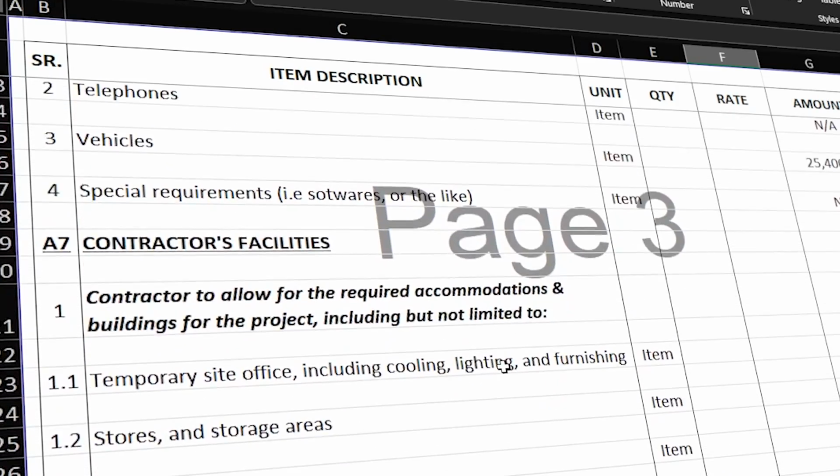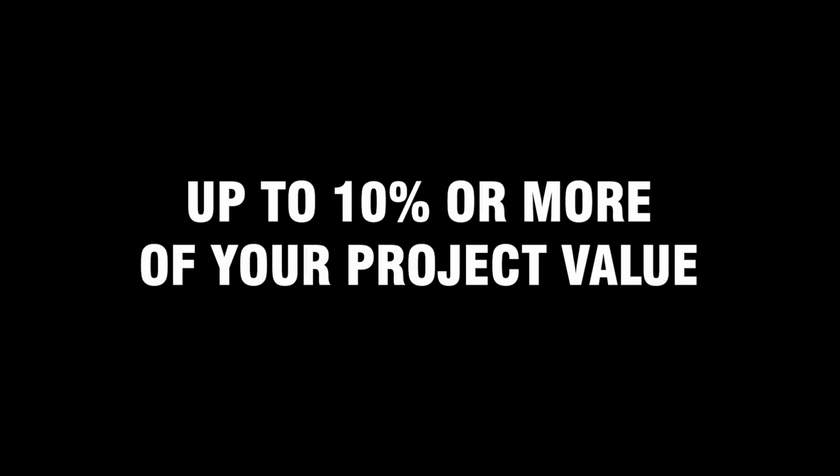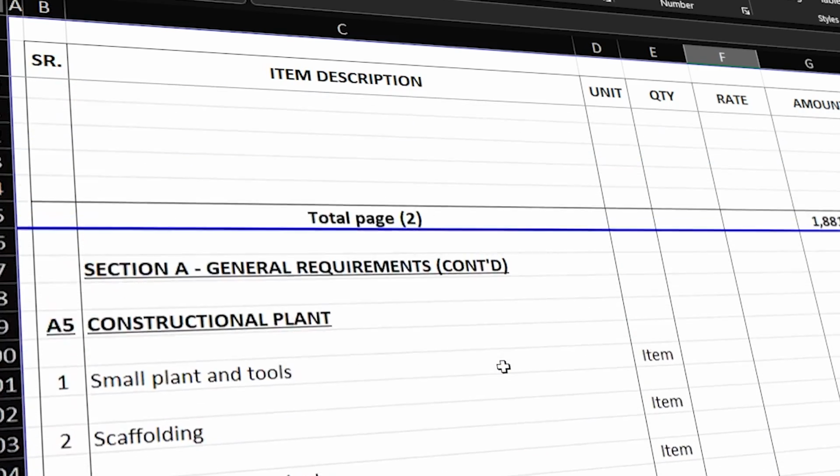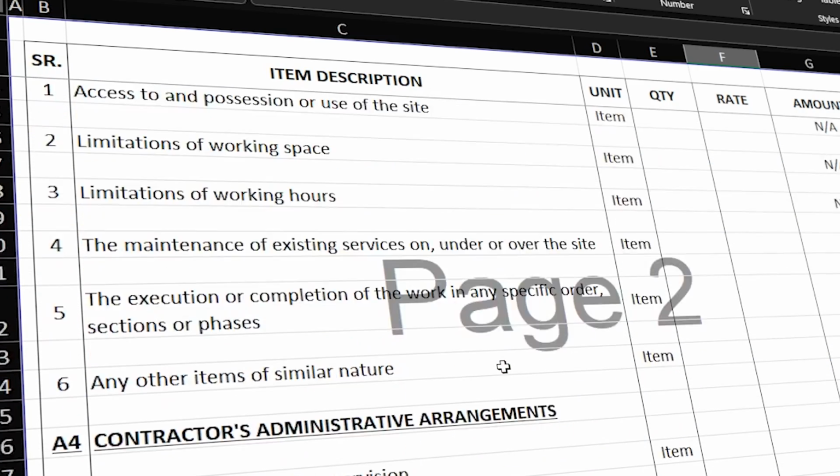This video is about estimating the cost of the general requirements for construction projects. And by the way, the general requirements is not a small or negligible part of the project. No, it can be up to 10% or more of your project value. Just before we look into the numbers, we need to understand what are the items that come under the general requirements section in the BOQ so that we can estimate the cost of these items.